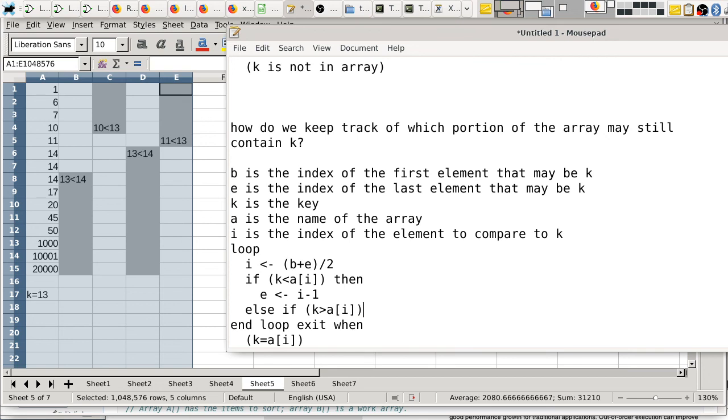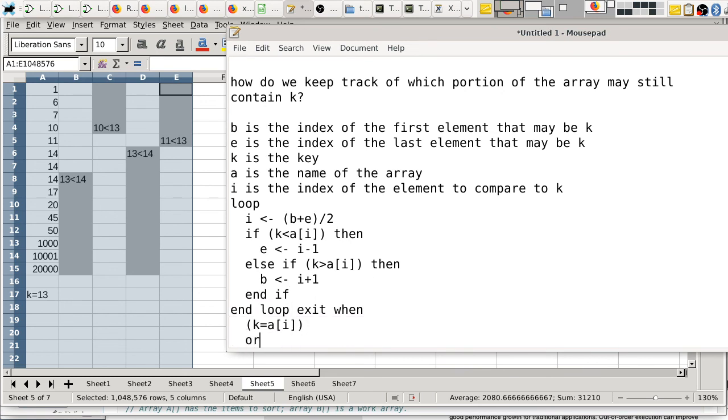Is that okay? Yeah, we got almost a minute left. And how do we update B? It's I plus 1. Very good.